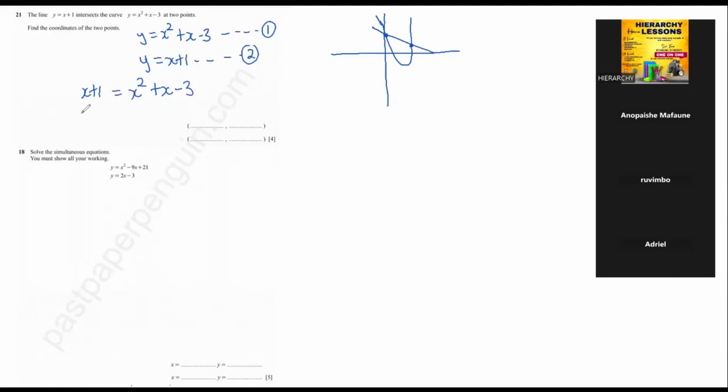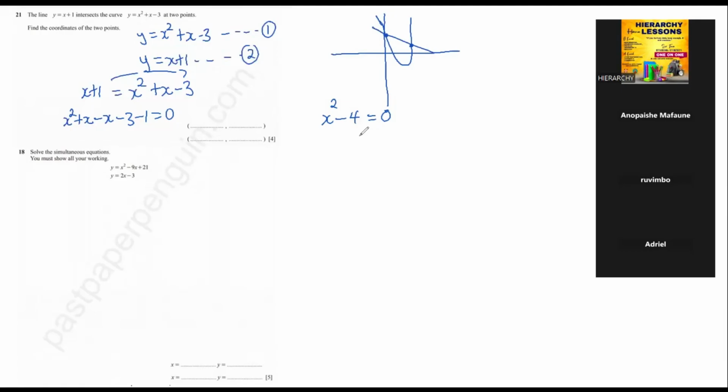And then we say, if we move everything to this side, we have x squared plus x minus x. Remember, this x now becomes minus x, and this plus 1 becomes minus 1. Then we have minus 3 minus 1 is equal to 0, because we've brought everything to the right-hand side, right? So we get x squared plus x minus x is 0. Then minus 3 minus 1, we get minus 4 is equal to 0, right?